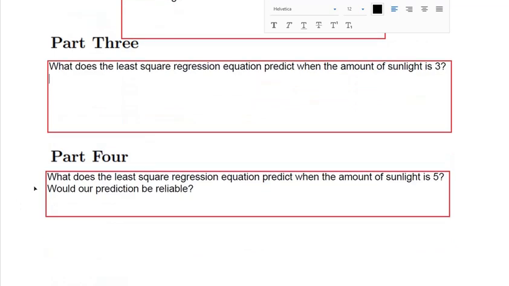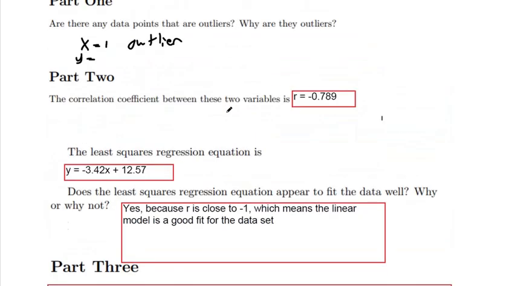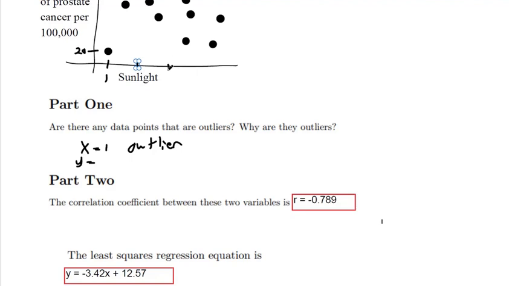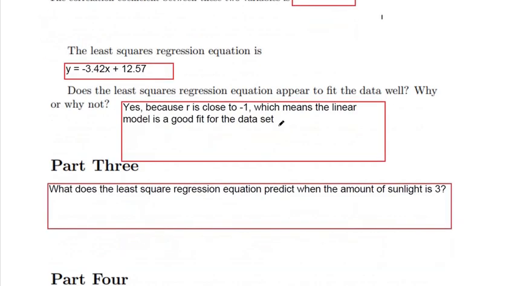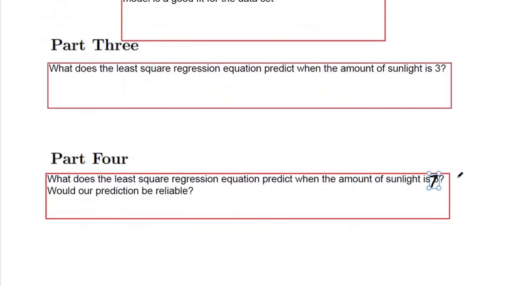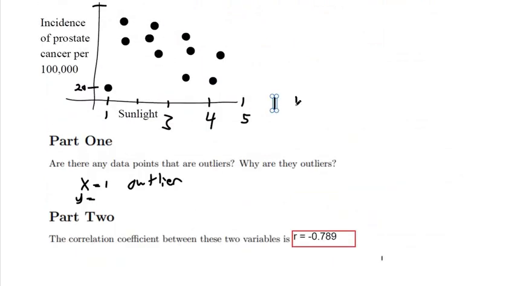Okay. And part 4, what does the least square regression equation predict when the sunlight is 5? So here's my data set. That's 1, that's 2, that's 3, that's 4, and then here's where 5 is, let's say, from my made-up data set. Actually, let's change it. Let's make it even bigger. Let's say 7. The point is, you don't want to make predictions outside the values of your data set. So my x values go between 1 and roughly 4.25, right? To plug in x equals 7 and make a prediction, that's called extrapolation.